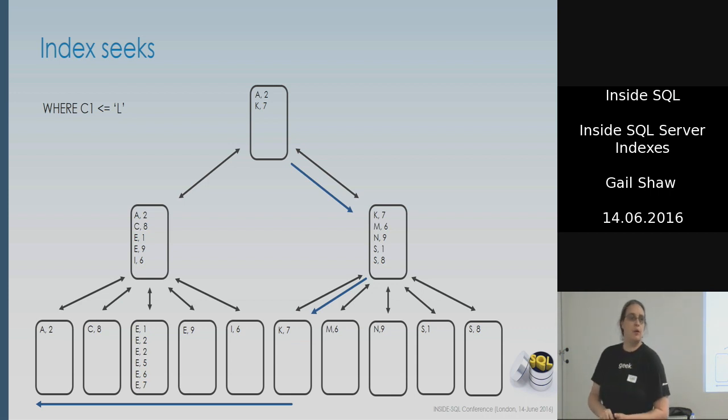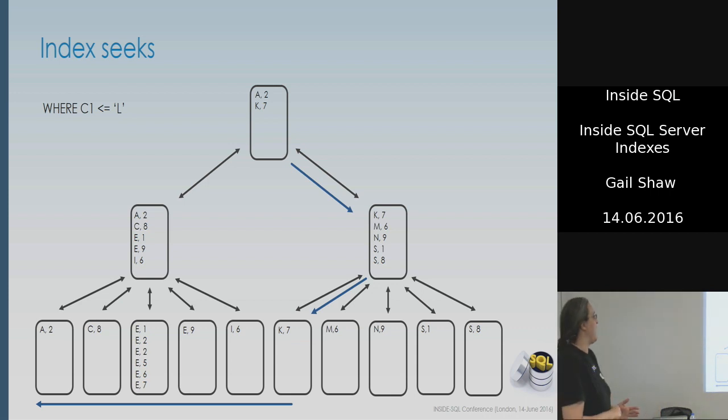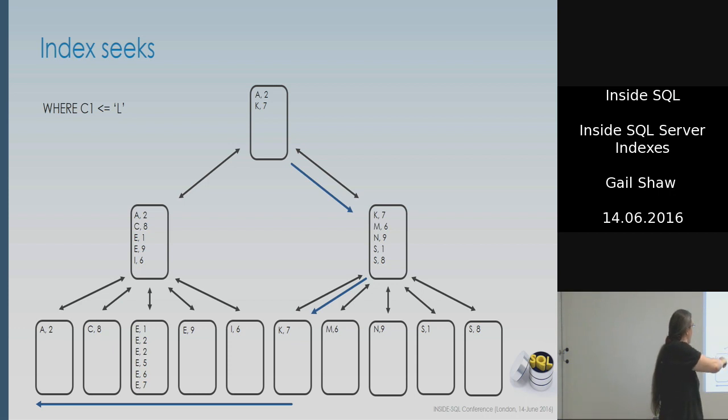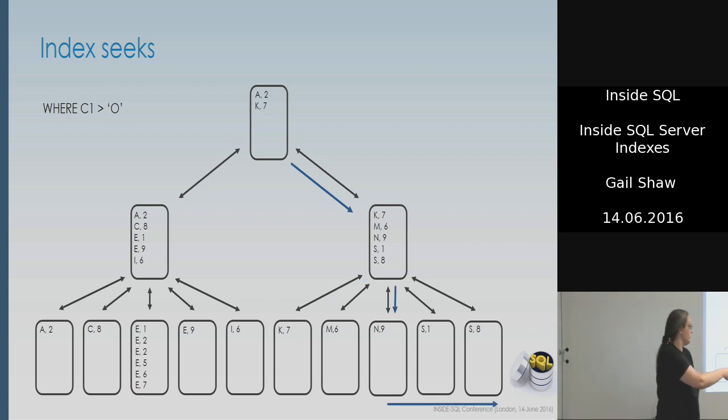SQL can seek backwards down an index just as effectively as it can read forwards. The main difference is that for some reason, backward scans cannot run in parallel. They're serial only. So if we had done a seek down this side and read up, which we can't for this predicate obviously, for this predicate, this could technically be done in parallel.